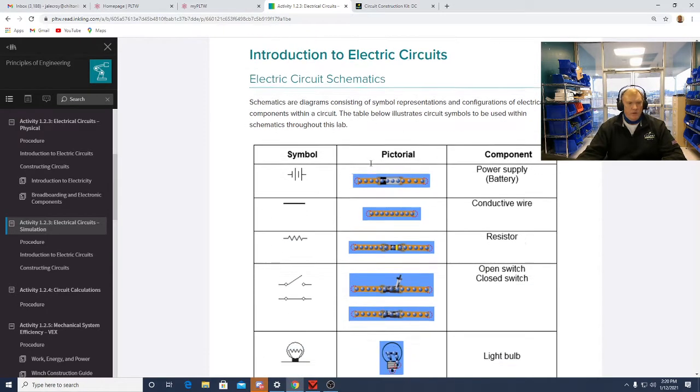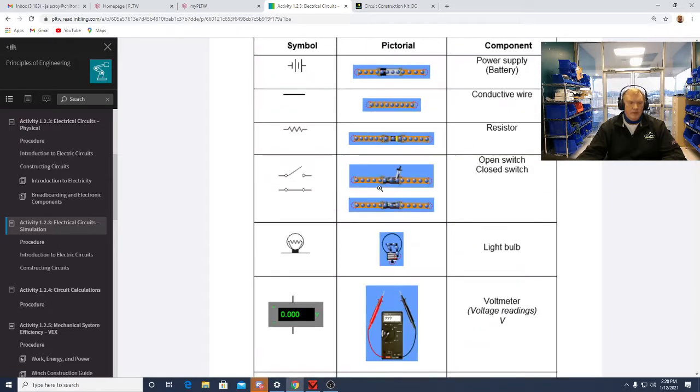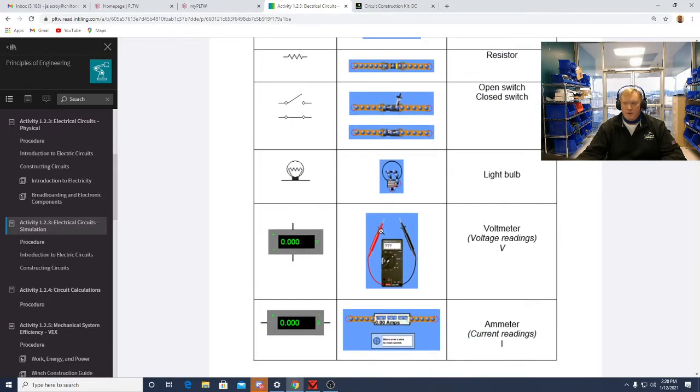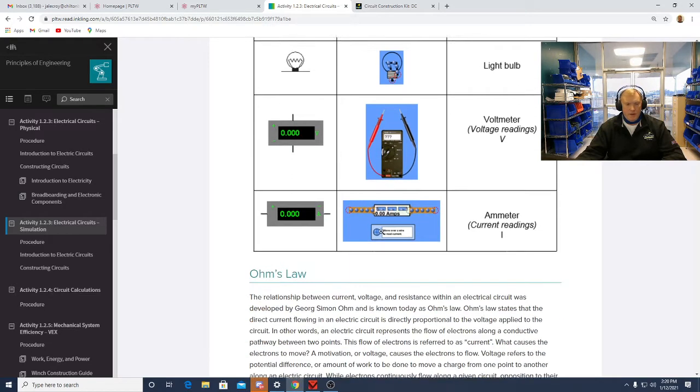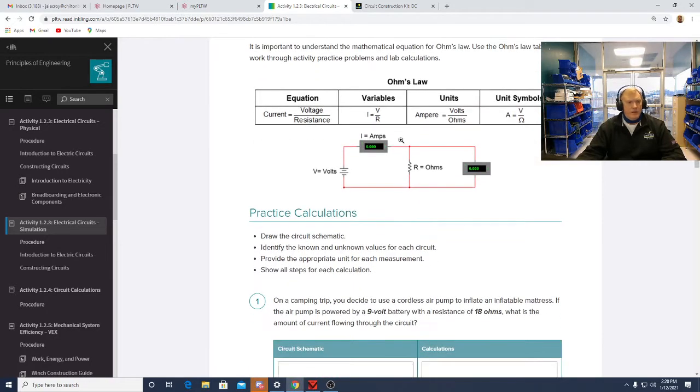You're going to review Introduction to Electricity, which was done before Christmas. To do that, you've got to click on it and review it. So this is going to take time. Don't expect to do this in 10 minutes because it won't happen. It's going to take a couple hours for you to learn all this stuff.